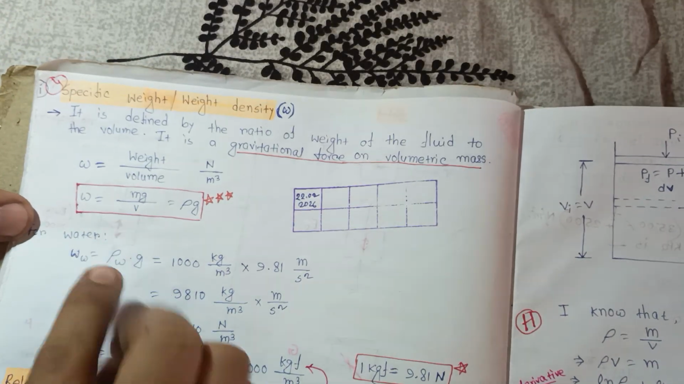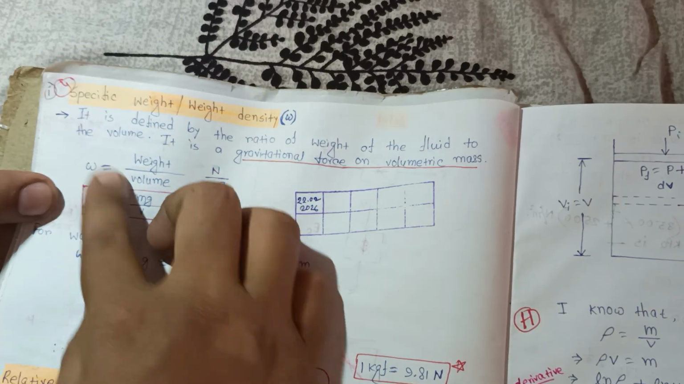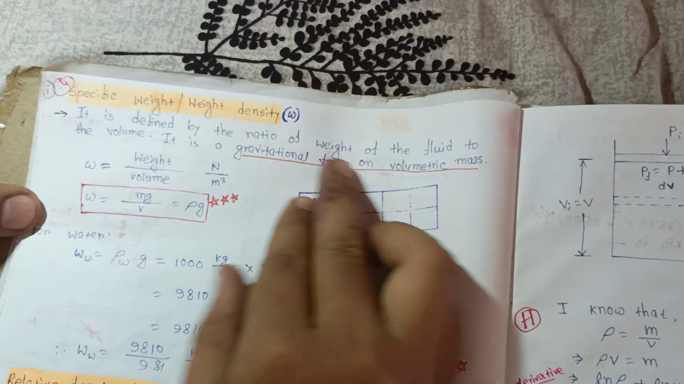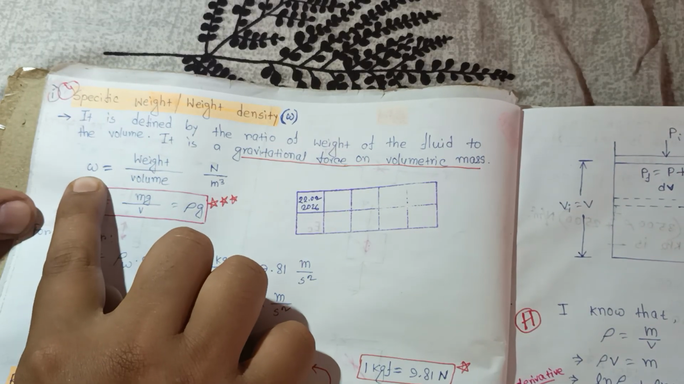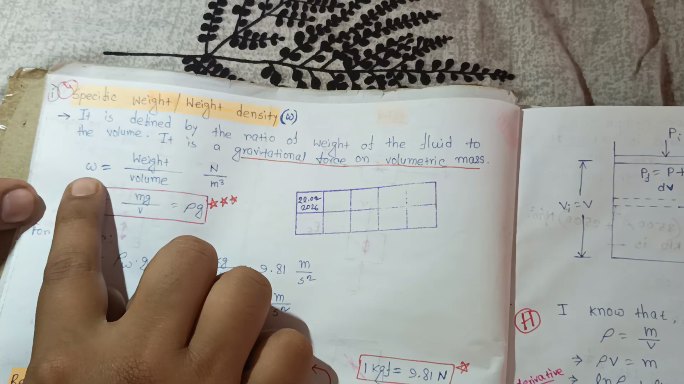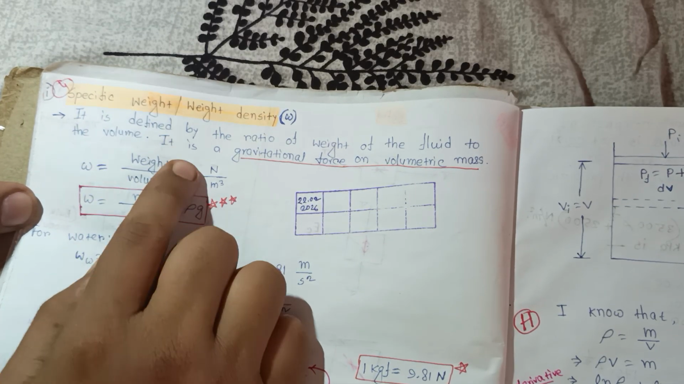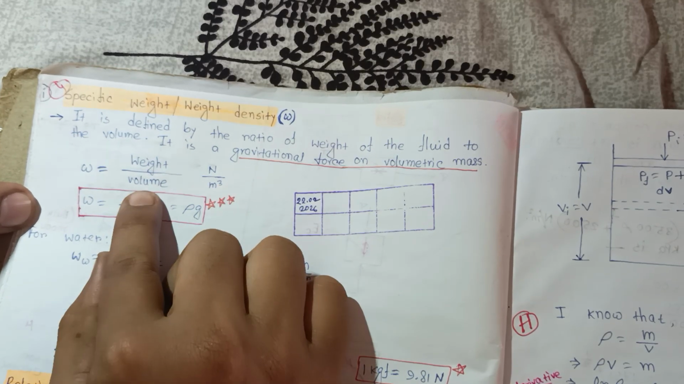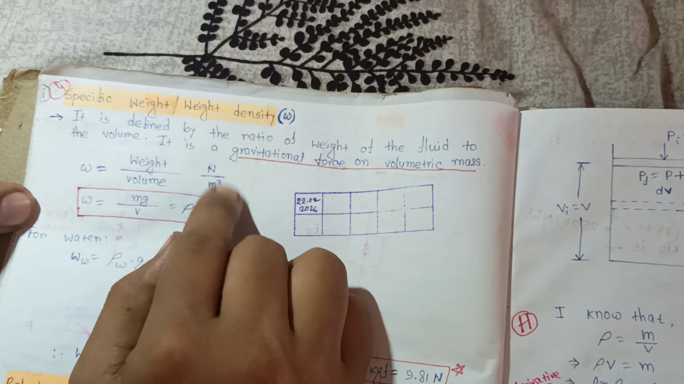Now we will focus on the next property, that is specific weight or weight density. It is defined as the ratio of the weight of the fluid to its volume. It is denoted as omega, the specific weight or weight density. Omega is equal to weight per unit volume. What is the unit of weight? That is Newton, and the unit of volume is meter cube. So Newton per meter cube is the SI unit.